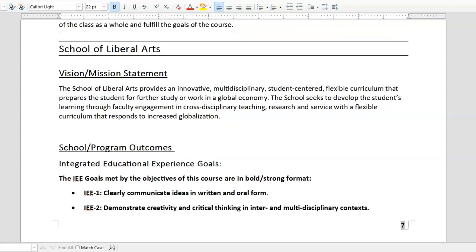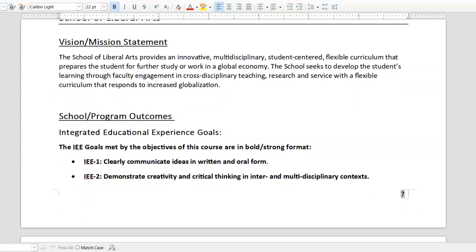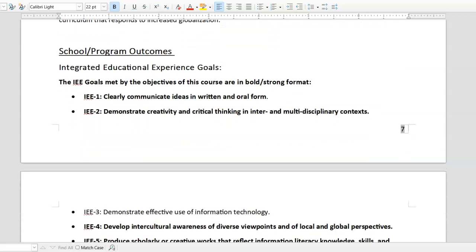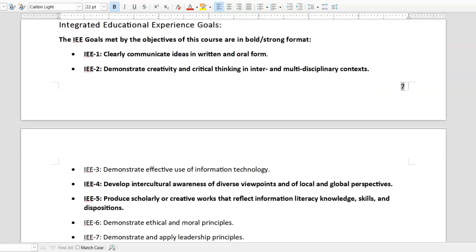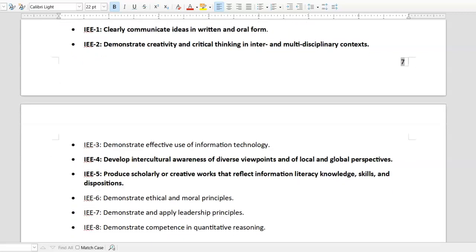All right, so School of Liberal Arts, this section right here is all from the liberal arts college itself. It's got your basic what we're here to do, what we want to focus on in this course, and of course the IEE goals, the things that we want you to be able to take away from this class, particularly 1 and 2. The idea of demonstrating ideas in written and oral form, more so in written form in this course than oral. But again, if you want to talk to me, we can set up a Zoom at any point in time.